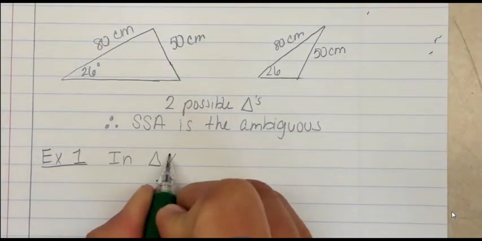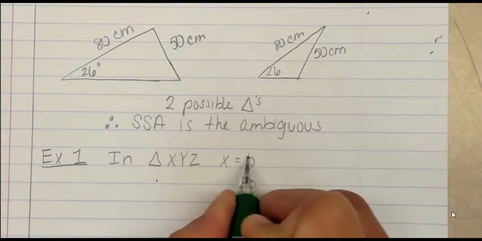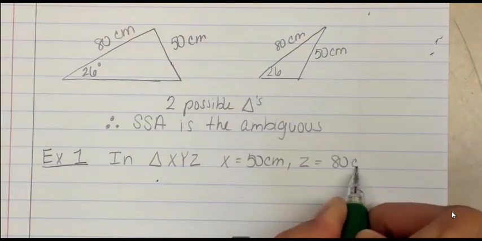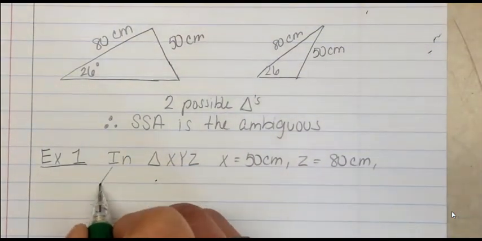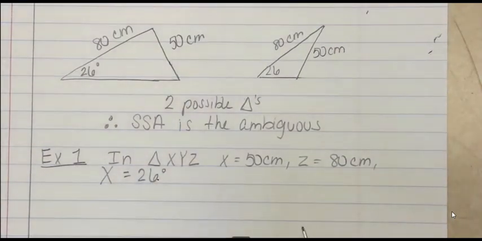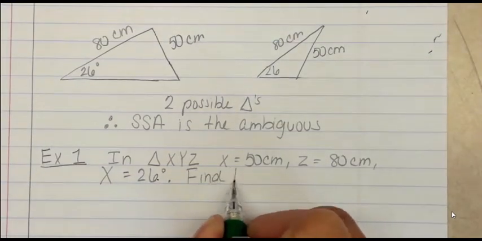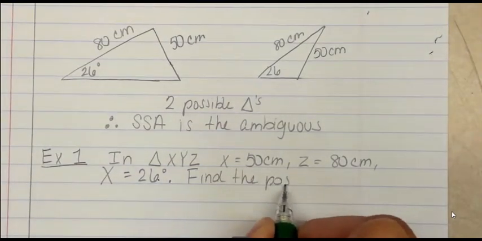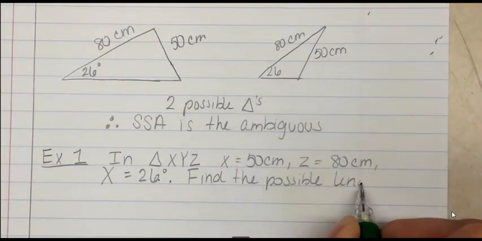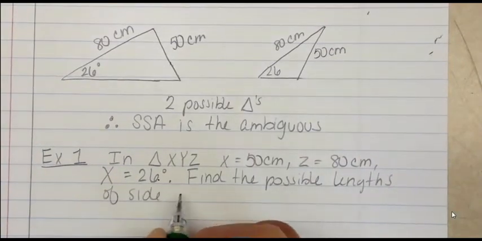We have triangle XYZ. X is equal to 50 centimeters. Z is equal to 80 centimeters. Angle X is equal to 26 degrees. We're going to find the possible side lengths of side Y.